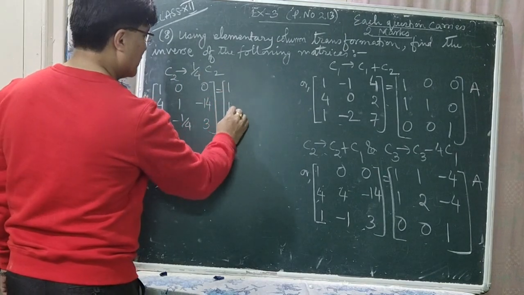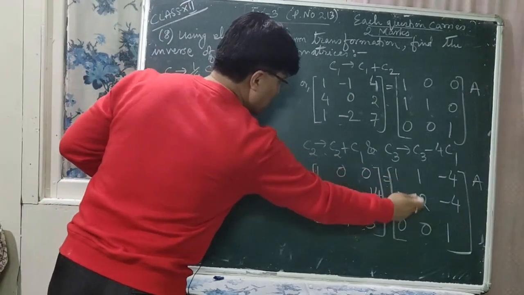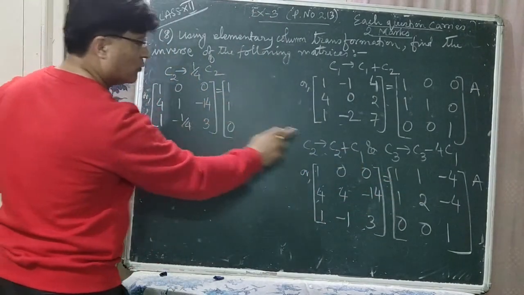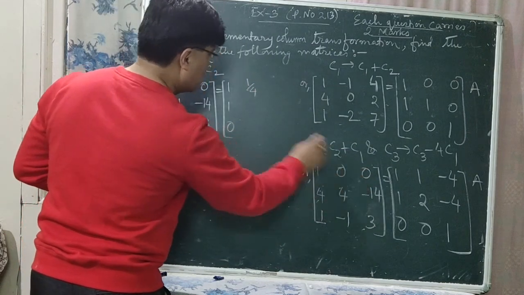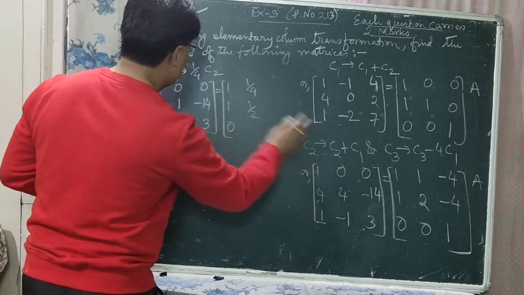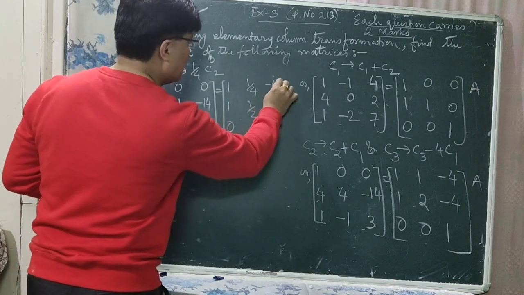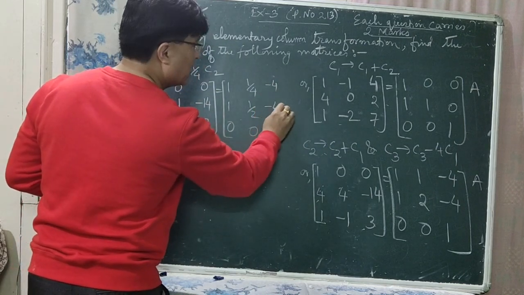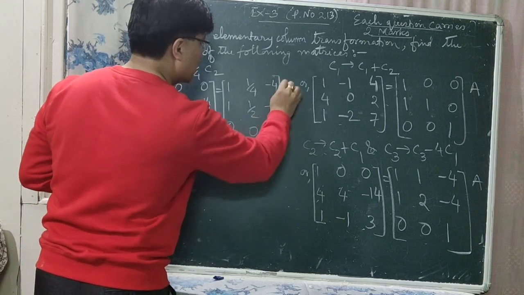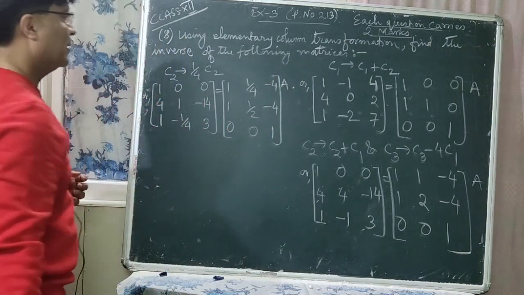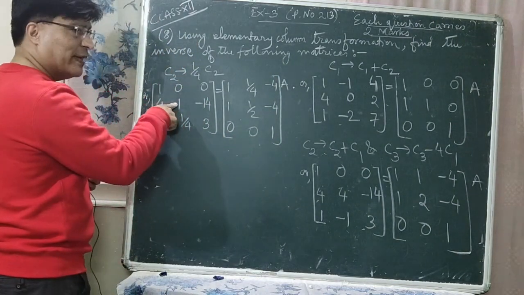So first column 1, 1, 0. What is the second column now? This second column should be multiplied by 1/4. So 1/4 into 1 is 1/4, 1/4 into 2 is half, 0 into 1/4 is 0. Column 3 remains the same, that is minus 4, minus 4. Right? Then it is 1. Then you should write here A. Is that clear? Now this element is made 1.